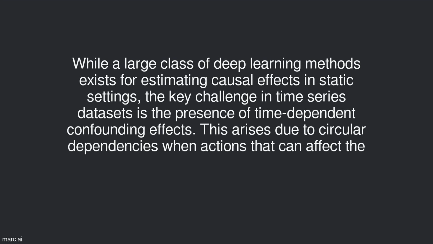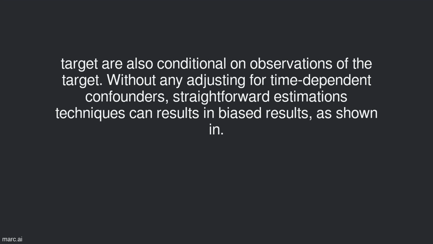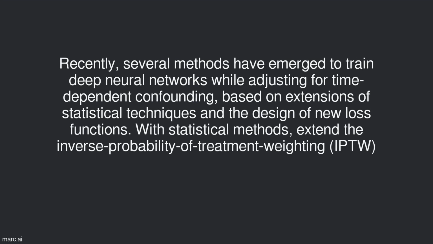While a large class of deep learning methods exists for estimating causal effects in static settings, the key challenge in time series datasets is the presence of time-dependent confounding effects. This arises due to circular dependencies when actions that can affect the target are also conditional on observations of the target. Without adjusting for time-dependent confounders, straightforward estimation techniques can result in biased results, as shown in prior work. Recently, several methods have emerged to train deep neural networks while adjusting for time-dependent confounding, based on extensions of statistical techniques and the design of new loss functions.